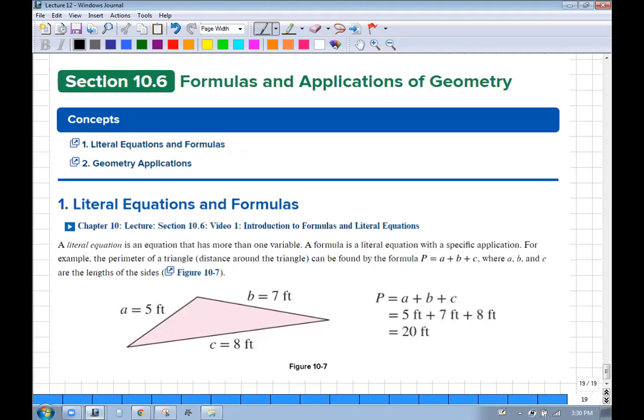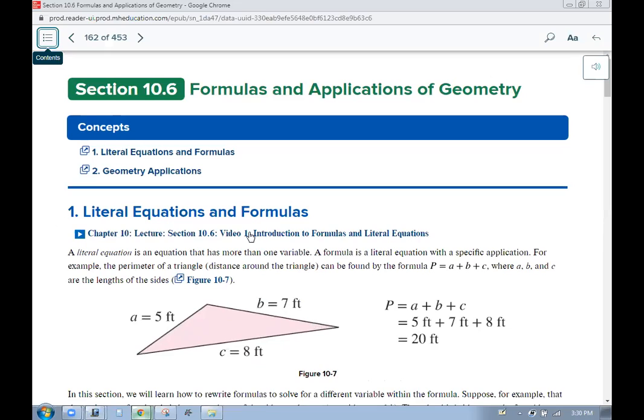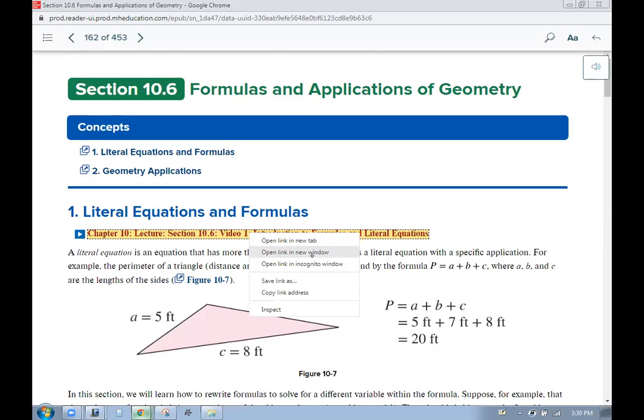A literal equation is an equation that has more than one variable. Okay, I've never heard of that before, but I guess that's what they call it. So, like this, the formula for the perimeter is the sum of the lengths all the way around the sides.